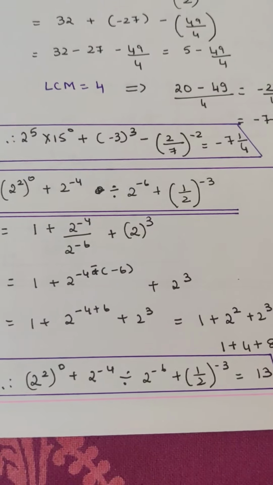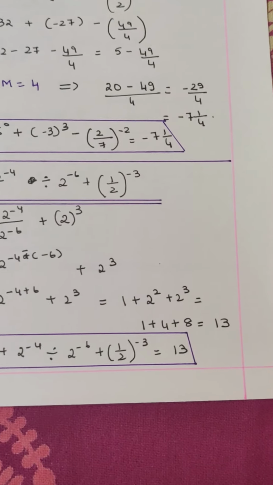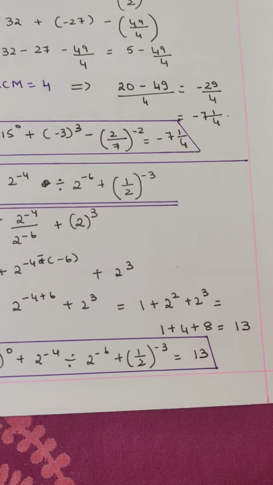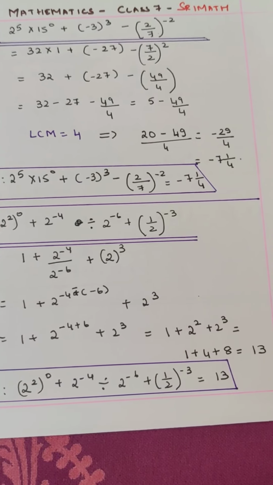So this becomes 1 plus 2 to the power of minus 4 plus 6 plus 2 to the power of 3. That is equal to 1 plus 2 square plus 2 cube. That is equal to 1 plus 4 plus 8. So the answer is 13. I am just pausing for a few seconds for you to understand what I have done.